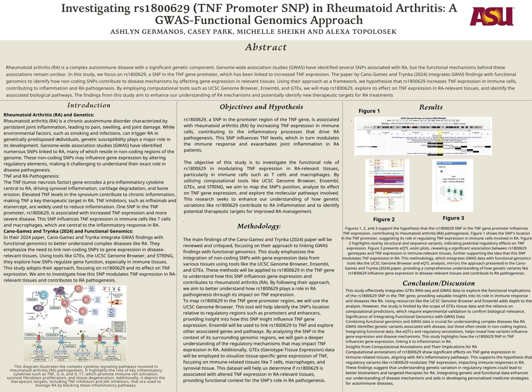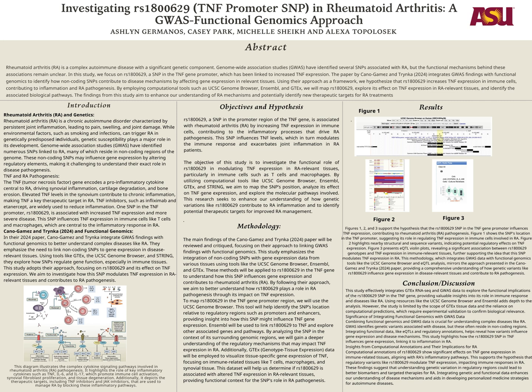Finally, we used the GTEx database, which provides gene expression data across different tissues, to analyze TNF expression specifically in immune-related tissues such as T cells, macrophages, and synovial tissue, all of which are central to RA inflammation. By using this methodology, we are able to understand whether RS1800629 influences TNF expression in these tissues and how it may affect RA progression, which aligns with the functional genomics approach outlined in the 2024 paper.